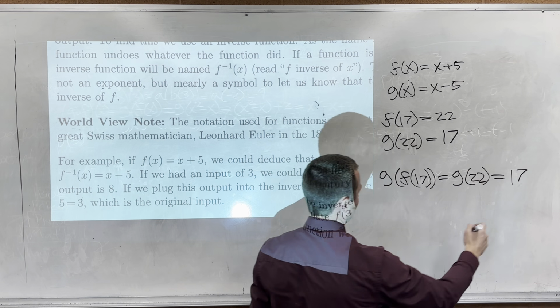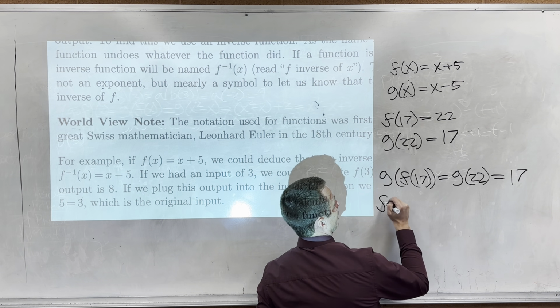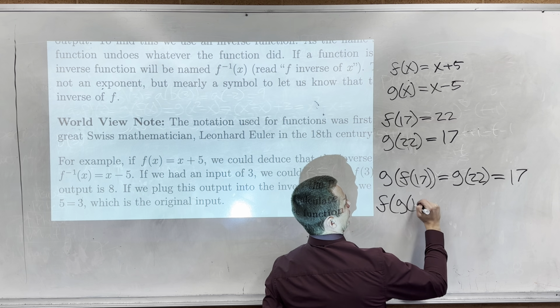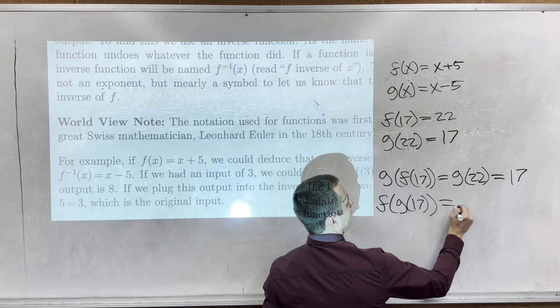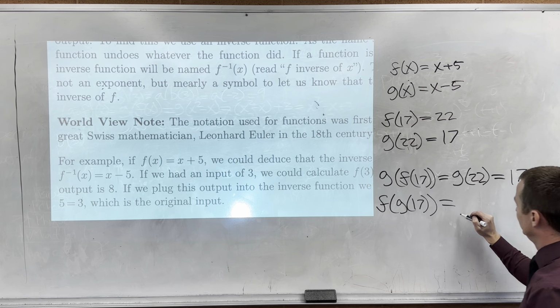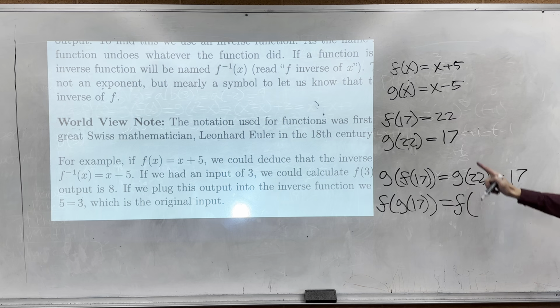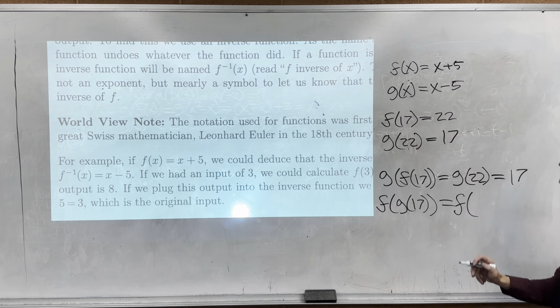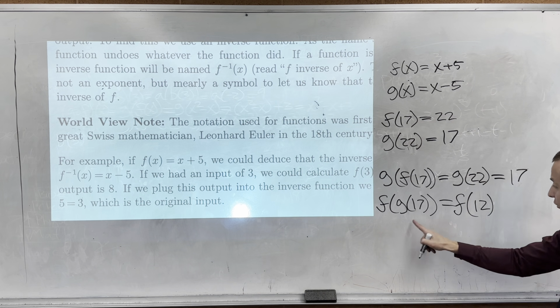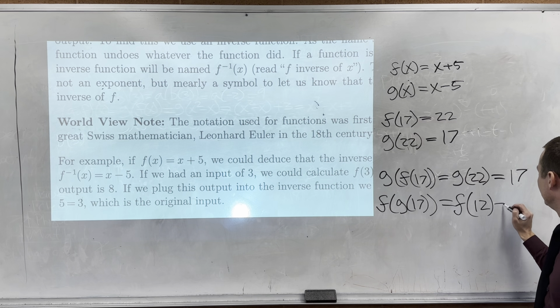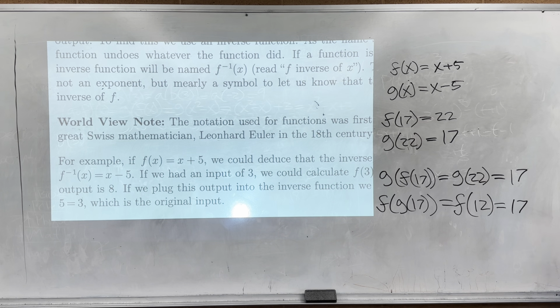Notice this would have worked if we would have done the opposite way. I could have done F of G of 17. What is G of 17 equal to? What's 17 minus 5? 12. So G of 17 is 12. Now it's F of 12. 17. And so when you take a number, if you run it through a function, and then you run it through its inverse function, you get back to where you started.